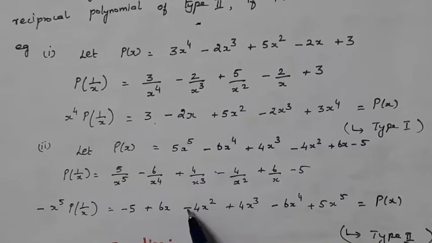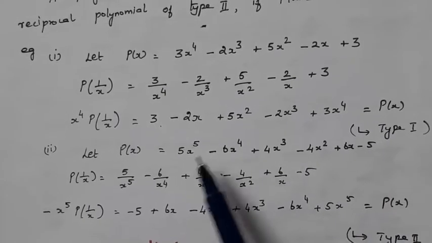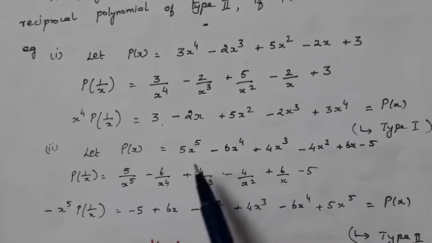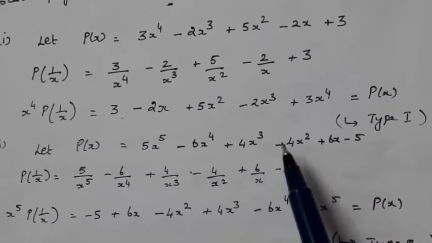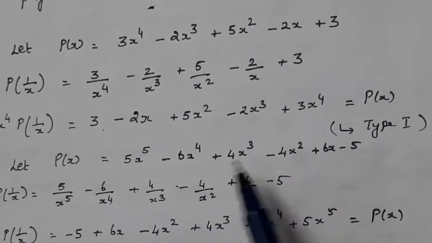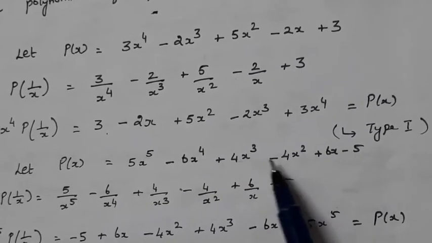Here, since it is of type 2, the coefficients from the end and the beginning will be equal in magnitude, but the sign will be opposite. So here plus 5 will be minus 5. That means the coefficients will be equal in magnitude but opposite in sign, as it is of type 2. And here minus 6 and plus 6, plus 4 and minus 4.